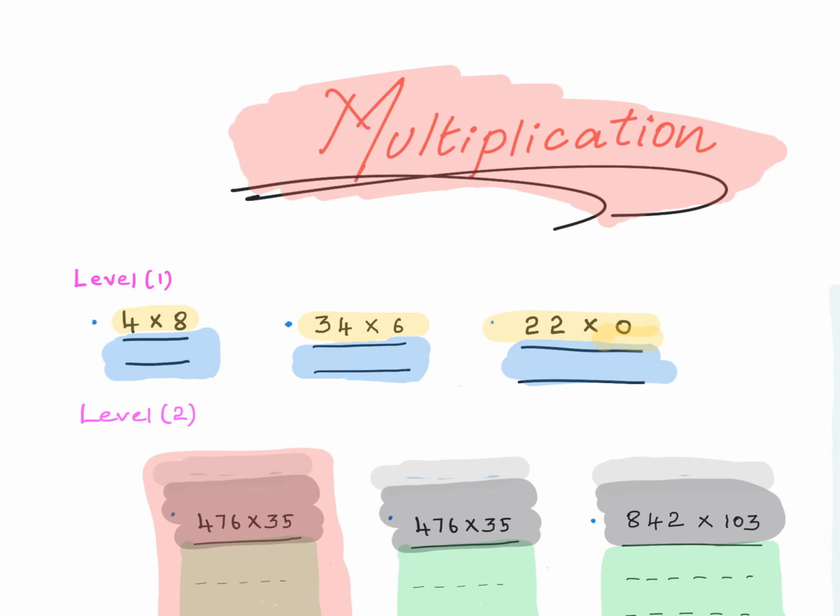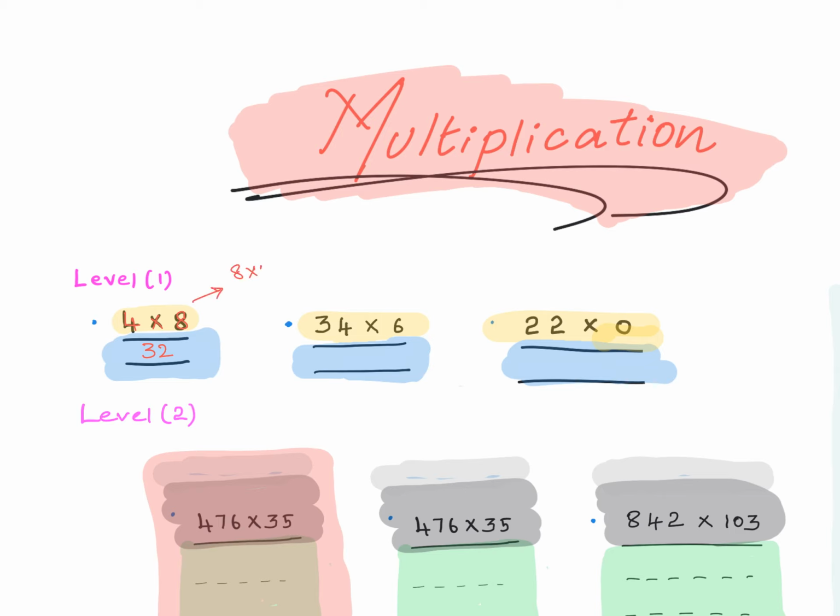Now let us multiply some numbers. The first one over here is 4 into 8. Already we have solved this to be 32. Before getting to the second one, let us see what would be the reverse of this.